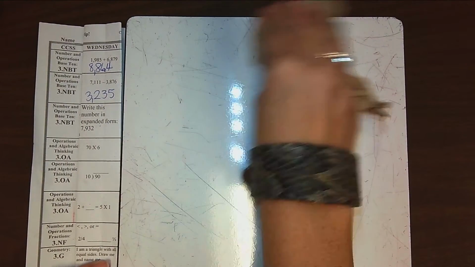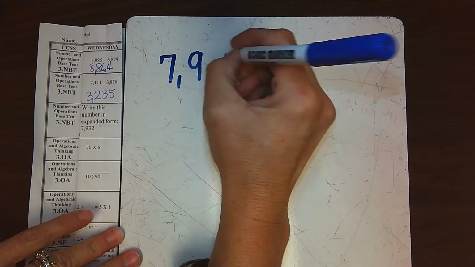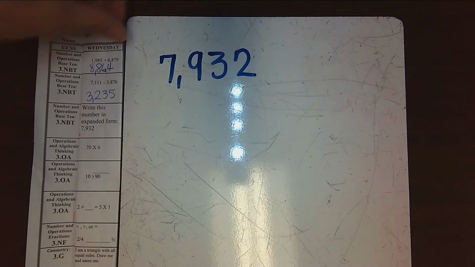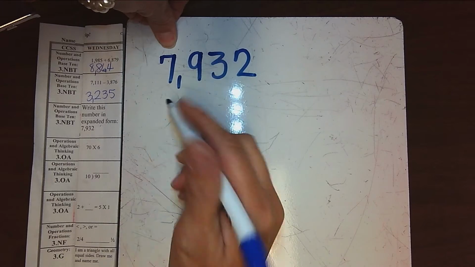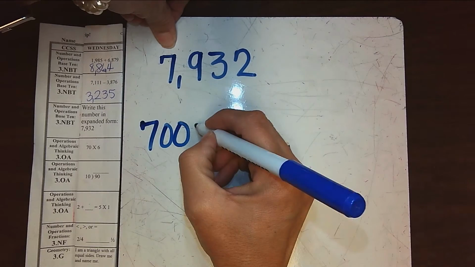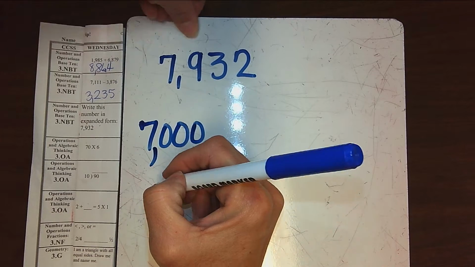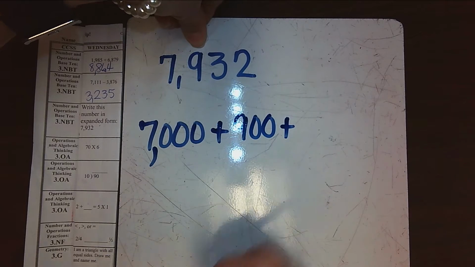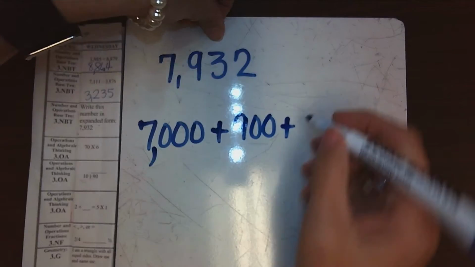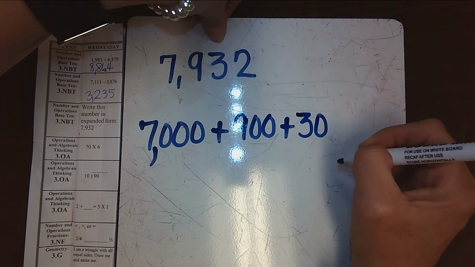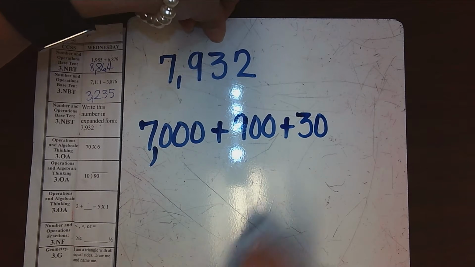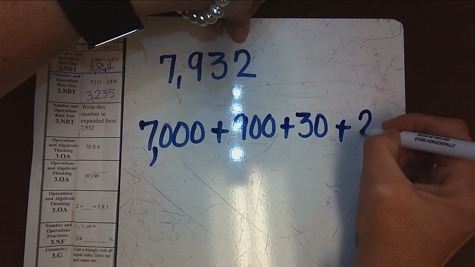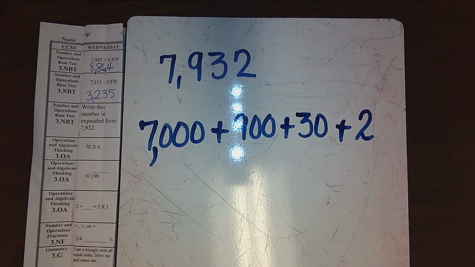Write this number in expanded form. It goes right along with being able to tell the value of each digit. So if I have the number 7,932, the value of that 7 is 7,000 because it is in the thousands place. The value of the 9 is 900 because it is in the hundreds place. The value of the 3 is 30 because it is in the tens place. And the value of the 2 is 2 because it is in the ones place.